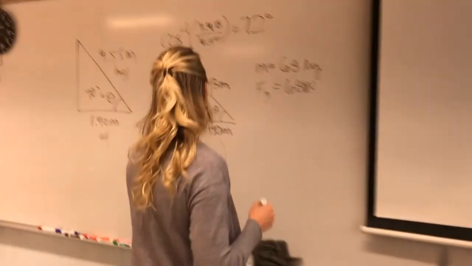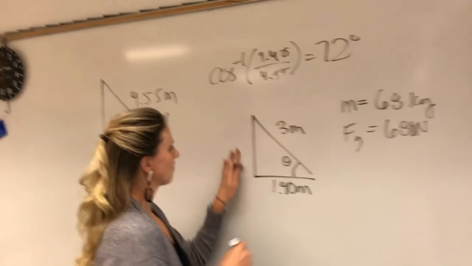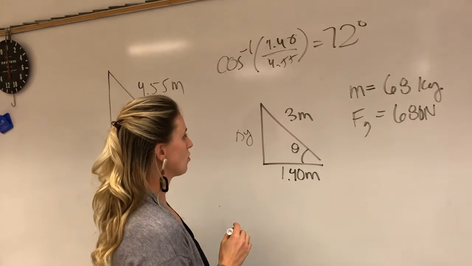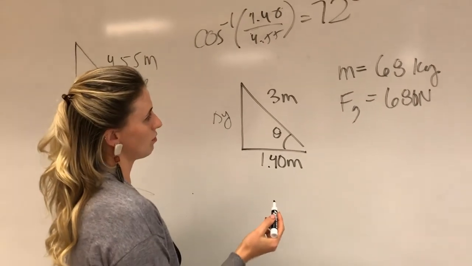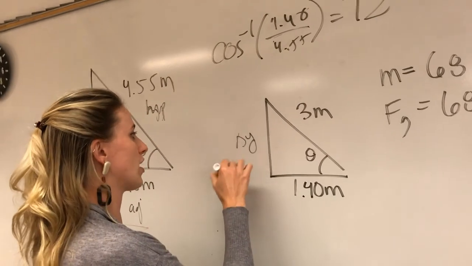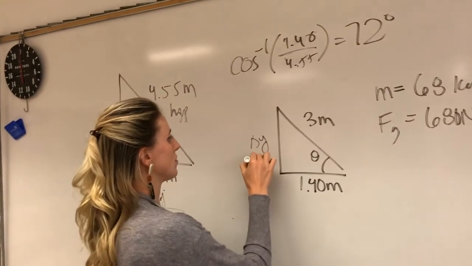Could we calculate this? How high above the floor? That's pretty important, isn't it? Yeah, I'd say so. And if we wanted to calculate this, we could do it a couple different ways. Let's go ahead. What side of the triangle is this? That's the opposite side.